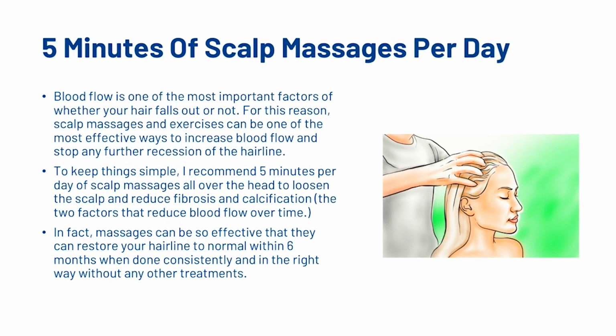And then when we're talking about mesotherapy, what we recommend is about 5 minutes of scalp massages per day. As blood flow is one of the most important factors for whether your hair falls out or not, for this reason scalp massages and exercises can be one of the most effective ways to increase blood flow and stop any further recession of the hairline. To keep things simple, we recommend 5 minutes per day of scalp massages all over the head to loosen the scalp and reduce fibrosis and calcification, which are the 2 factors that reduce blood flow over time. In fact, massages can be so effective that they can restore your hairline to normal within 6 months when done consistently and in the right way without any other treatment.